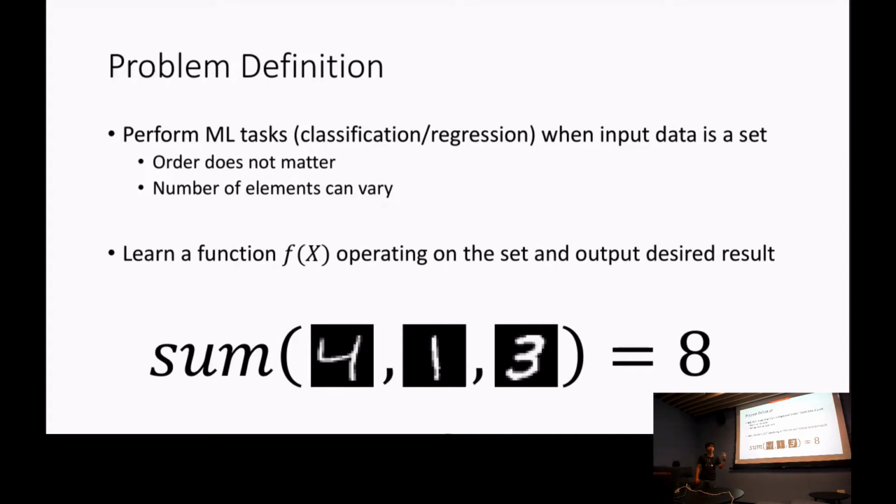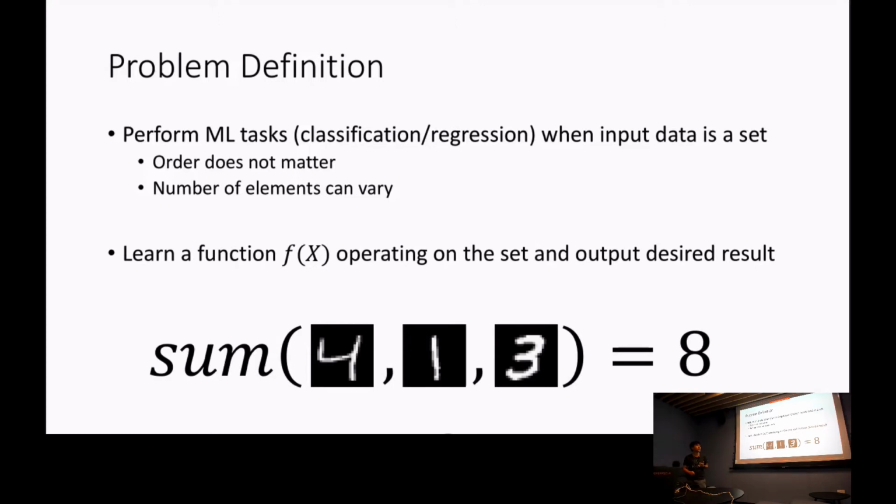This is one of the examples. Let's say we have images of digits and we want to learn a function, let's say a sum function. We input three images of digits, and then we can output the result. The number of elements can vary, and the order of the images can be permuted, and we still have the same output. That is the goal for our model.